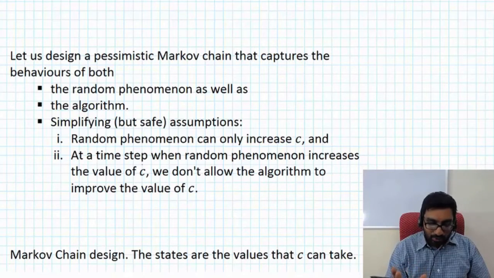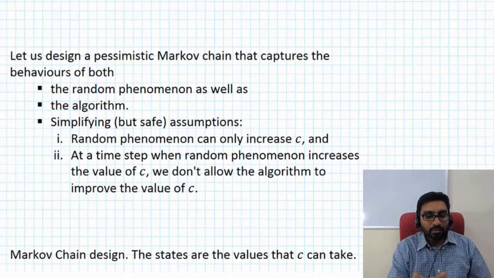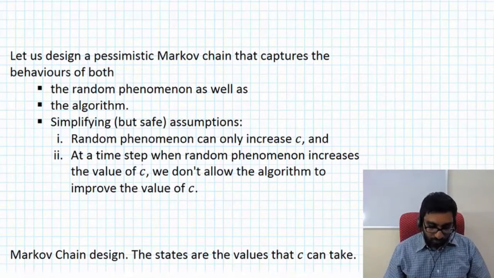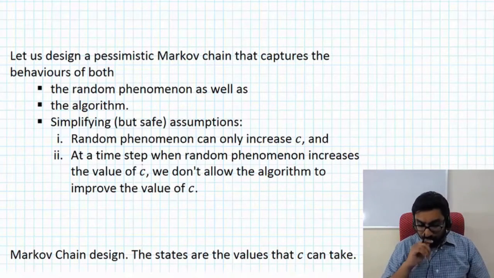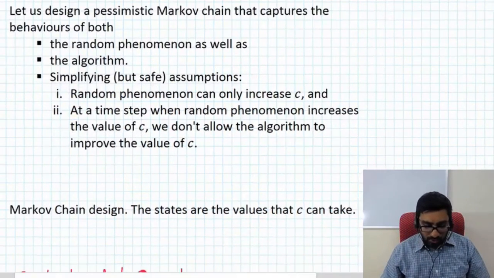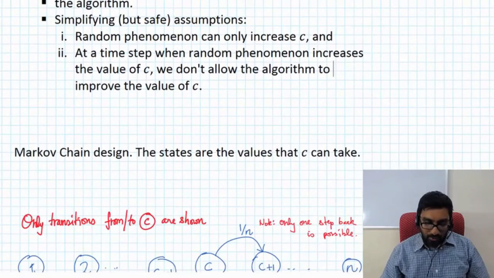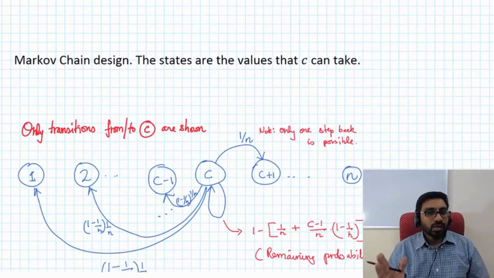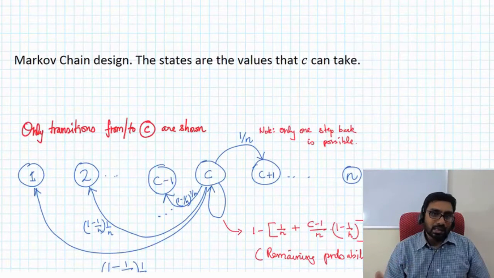So in that sense, we're going to simplify the Markov chain to where if the random phenomenon underlying the popularity phenomenon swaps C and C plus 1, then there's no improvement that we see. Okay. Under these assumptions, we're going to design the Markov chain. And the states of the Markov chain are simply going to be the values that C can take.